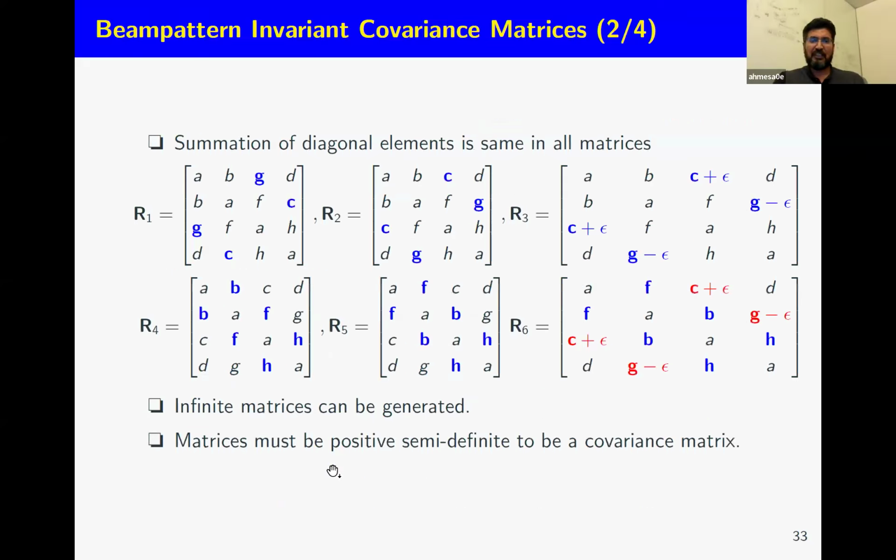You can go through this one. By the way, I will share the slides as well later on, so you can go through it again. What I'm saying is, I have one covariance matrix, R1. This is the main covariance matrix.